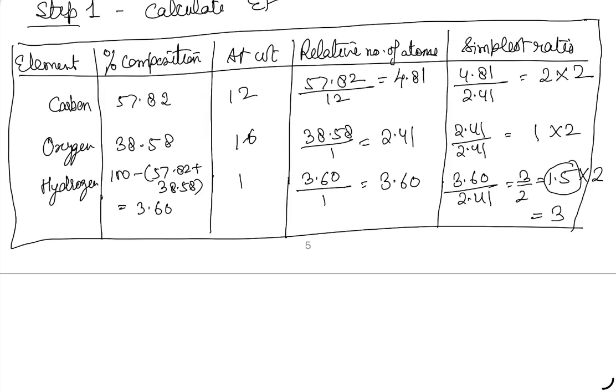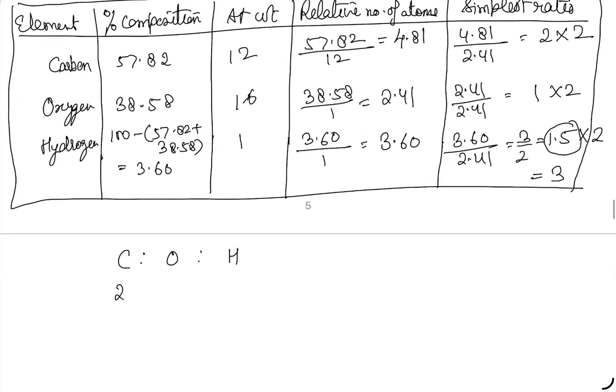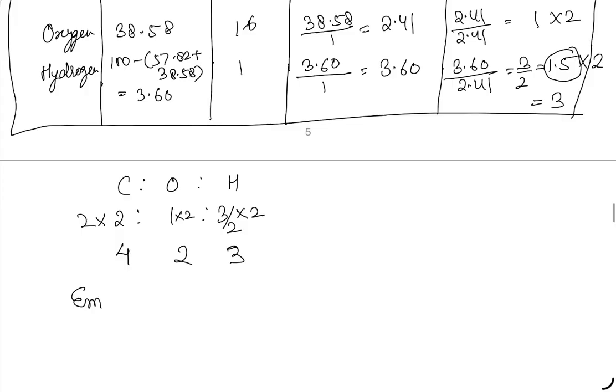So my empirical formula here is what I got first. The ratio of carbon to oxygen to hydrogen that I got before is 2 is to 1 is to 3 by 2. But as a fractional value of number of atoms cannot be accepted, we have to convert this into the nearest whole number. So what I am getting here is C4O2H3. So what is my empirical formula now? Empirical formula is C4O2H3.